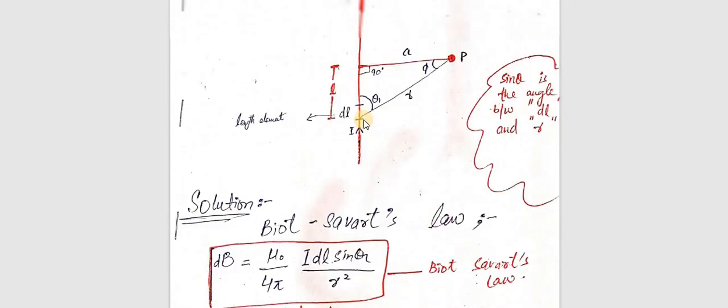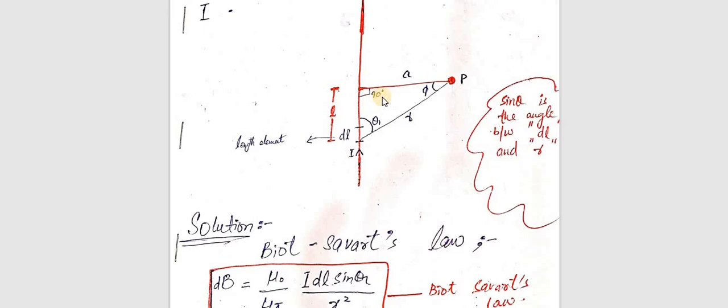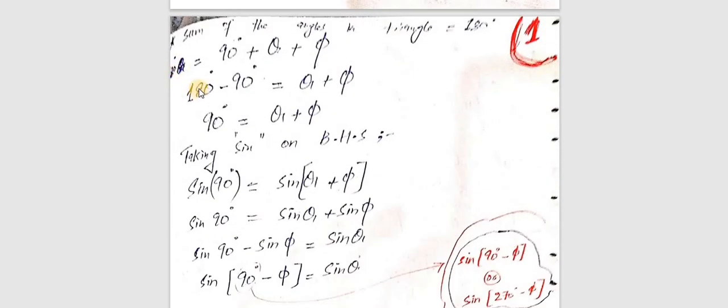180 is equal to 90 degrees plus theta plus phi. So here we have 90 degrees, theta and phi, which sum to 180. In order to find the value of theta, we will shift 90 degrees to the left side of the equation. So it becomes 180 degrees minus 90 degrees is equal to theta plus phi. Now we have to find the value of theta. So we get 90 degrees equal to theta plus phi.